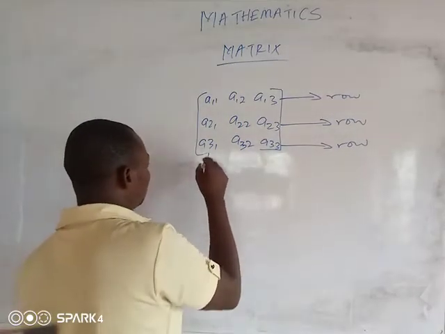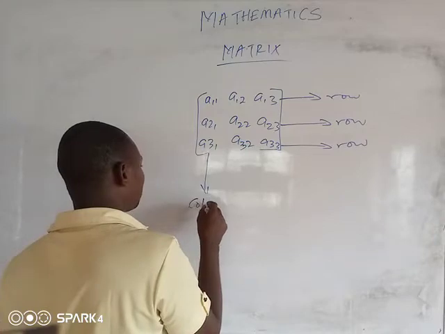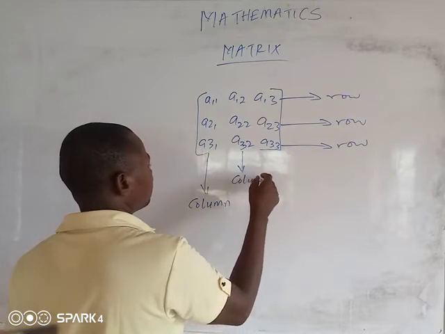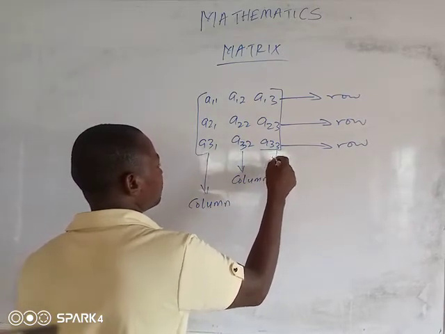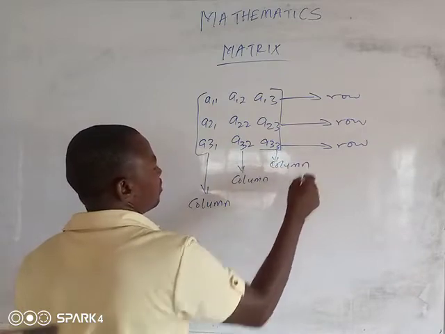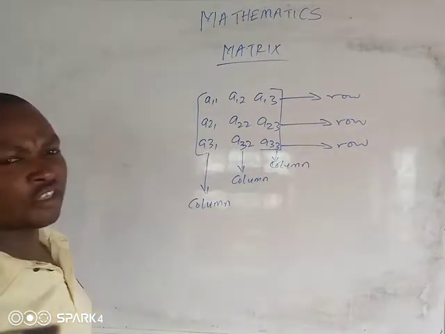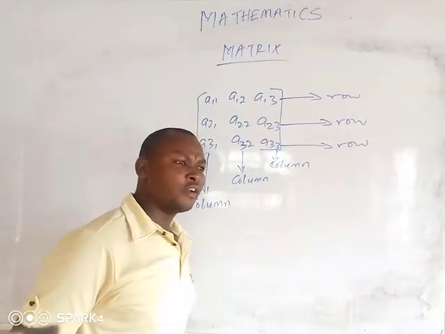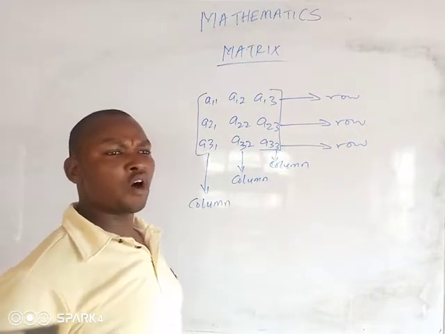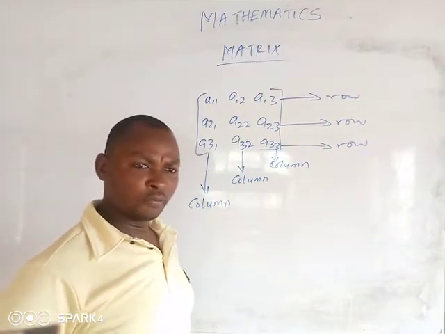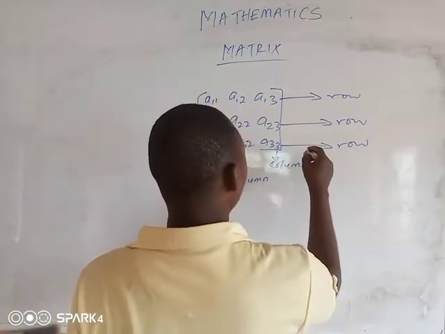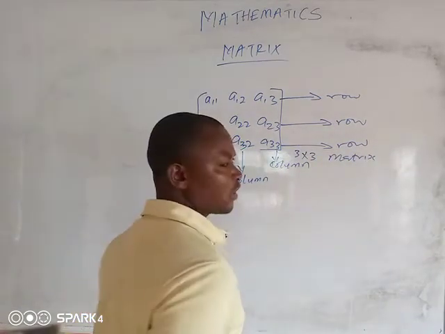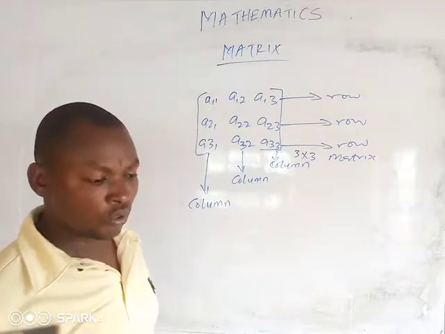Look at this. The vertical ones. We have a column. We have another column. We have another column. So that means this matrix is 3 by 3. When we want to name it by row and column, we call the row first before the column. So we can say that this is a 3 by 3 matrix because it has 3 rows and 3 columns.